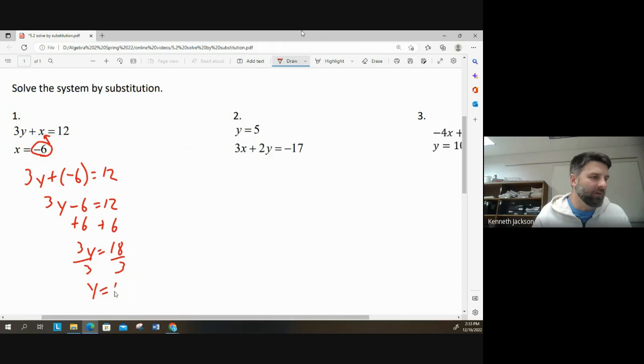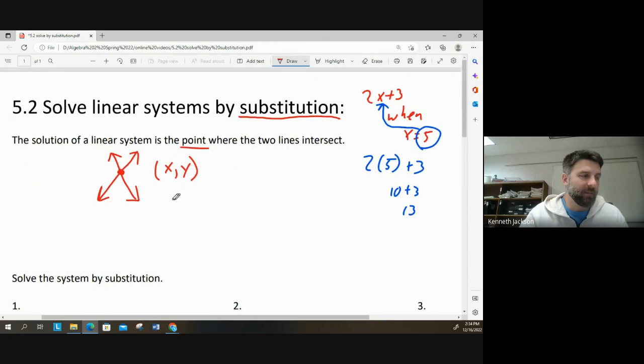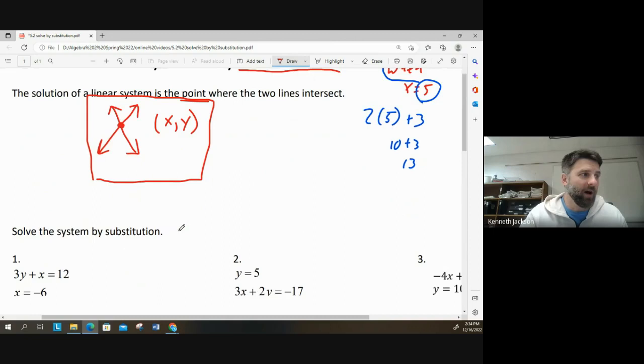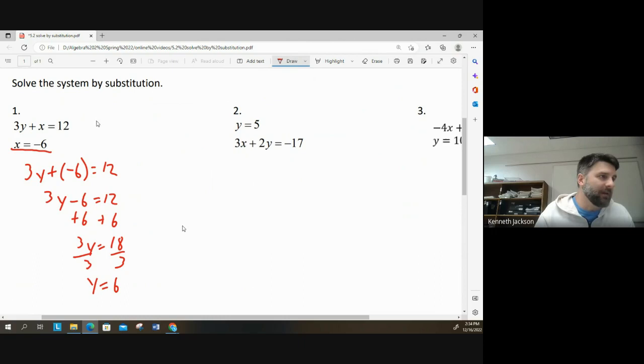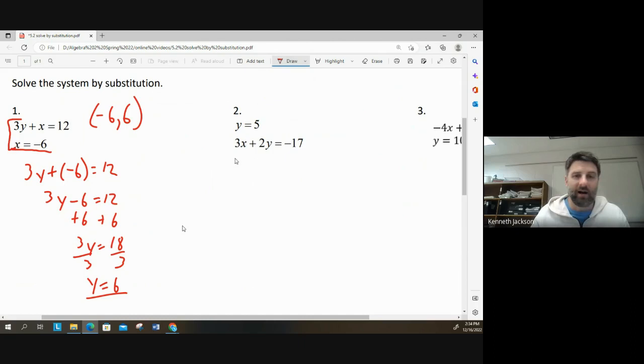Now, if you're thinking, oh, that's my answer, y equals 6, I'm done with the problem, well, we have to remember what it is we're looking at. We're looking at a linear system. And we talked about up here that the solution of a linear system is the point where the two lines cross. So I don't just have one number as my answer. I have two numbers, an ordered pair, x, comma, y. So if I come back down here to number 1, my x value was already given to me. Half of the answer is sitting there in front of me. It's negative 6. And the other half, this y value I just solved for, 6, comma 6. That is the point where these two lines cross. Negative 6, comma 6 is where this top line will cross the bottom line.